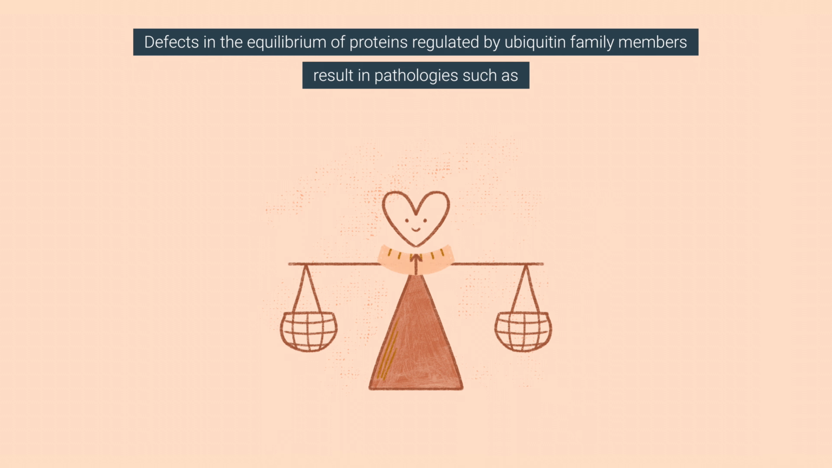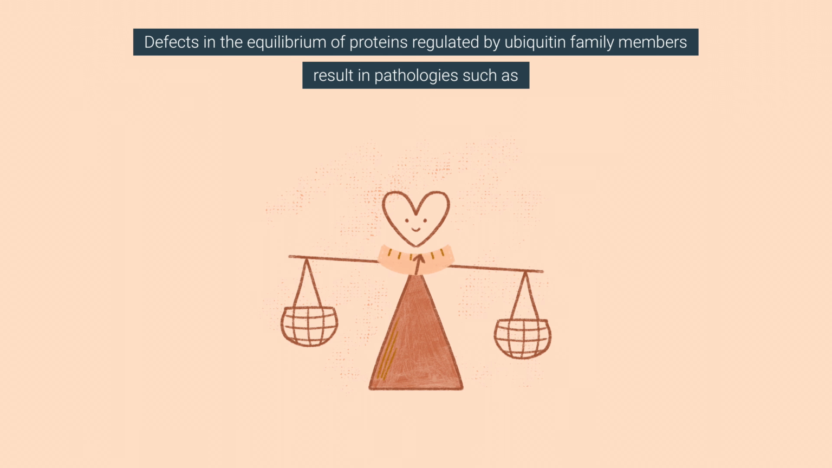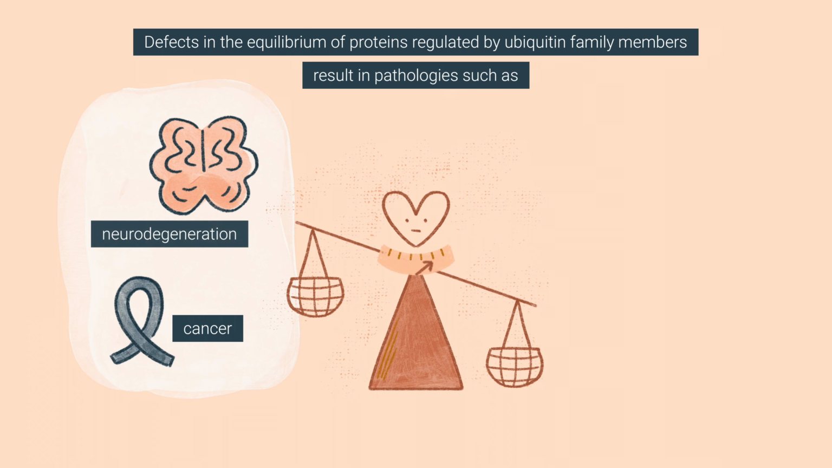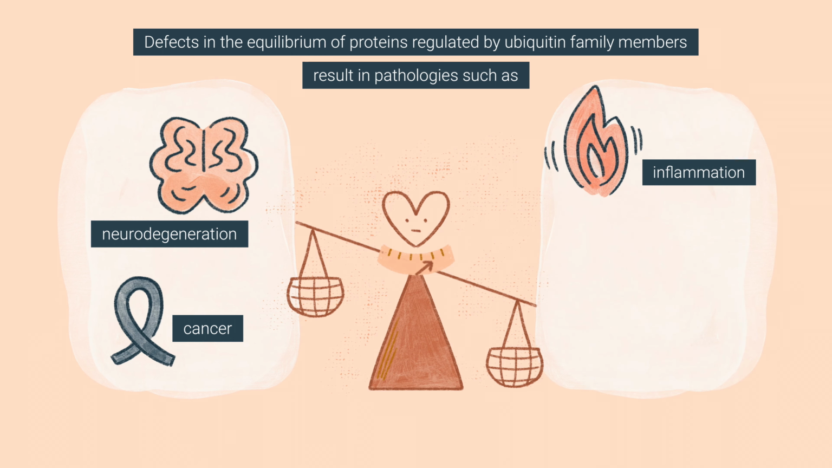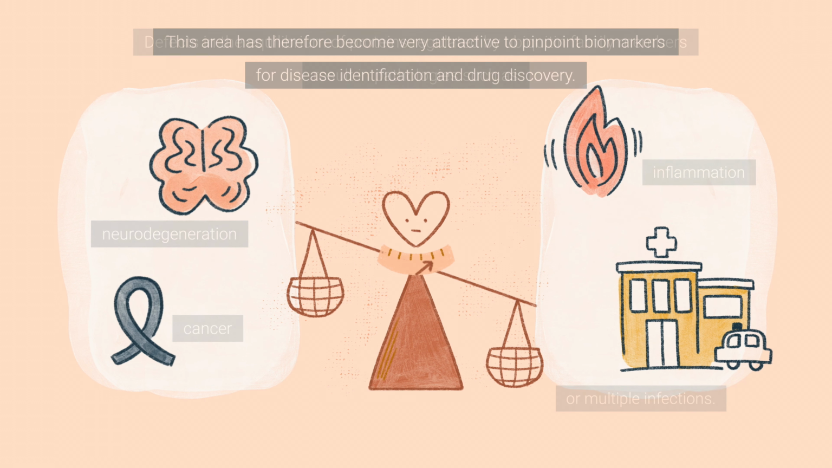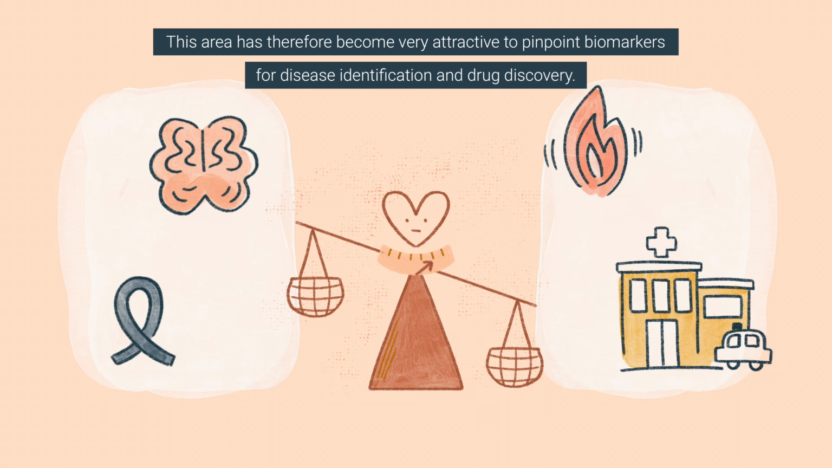Defects in the equilibrium of proteins regulated by ubiquitin family members result in pathologies such as cancer, neurodegeneration, inflammation, or multiple infections. This area has therefore become very attractive to pinpoint biomarkers for disease identification and drug discovery.